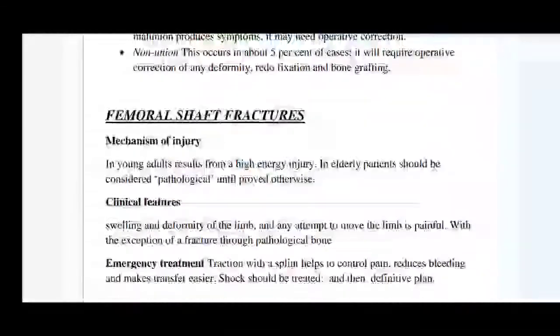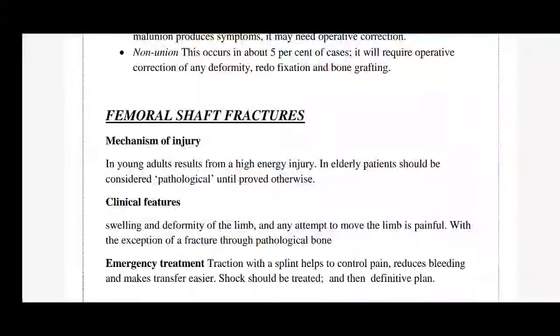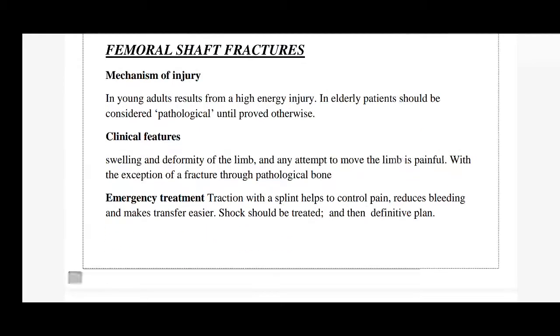The other subject is the femoral shaft fracture. The mechanism of injury of femoral shaft fracture, usually in young adults, is a motor vehicle accident or fall from height. It means high energy injury. In the elderly, any femur fracture should be considered pathological until proved otherwise, and this occurs due to trivial trauma, especially catching the blanket and falling on the ground.